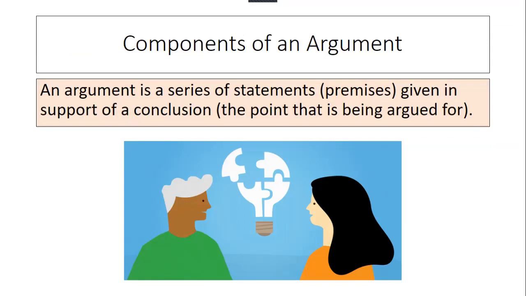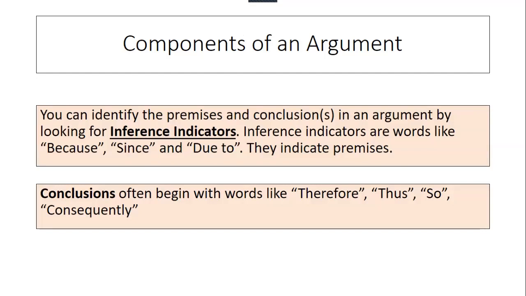So, this is not new information here, but it's just a reminder that an argument is a series of statements, premises, given in support of a conclusion, the point that is being argued for. Now, this is new information. You can identify the premises and conclusions in an argument by looking for what we call inference indicators. Inference indicators are words like because, since, and due to, and they indicate premises.